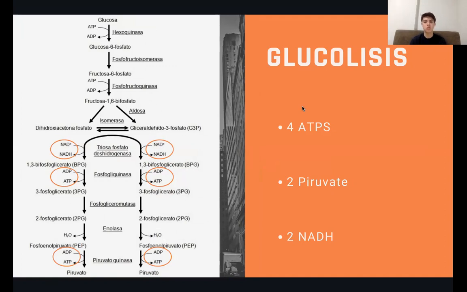until 1,3-bisphosphoglycerate is reached. The use of ADP is necessary here. The first two ATPs of glycolysis are produced. It continues until reaching phosphoenolpyruvate. When the same process occurs, another two ATPs are produced, and then the cycle continues until the production of two pyruvates is reached. Two NADH are produced also.